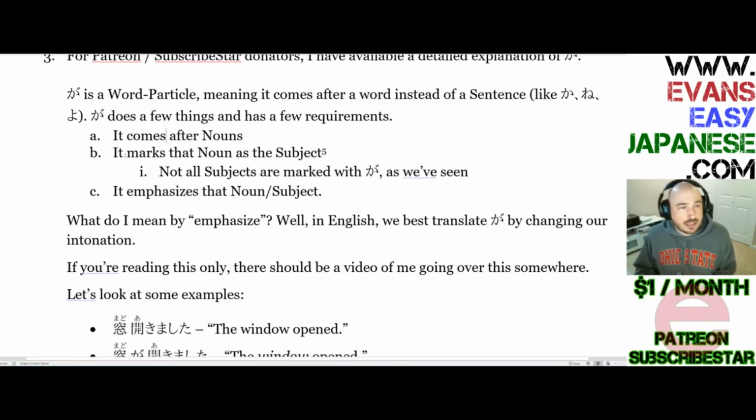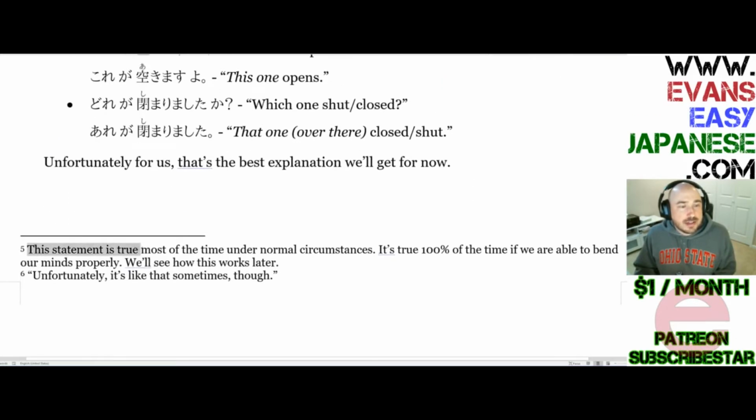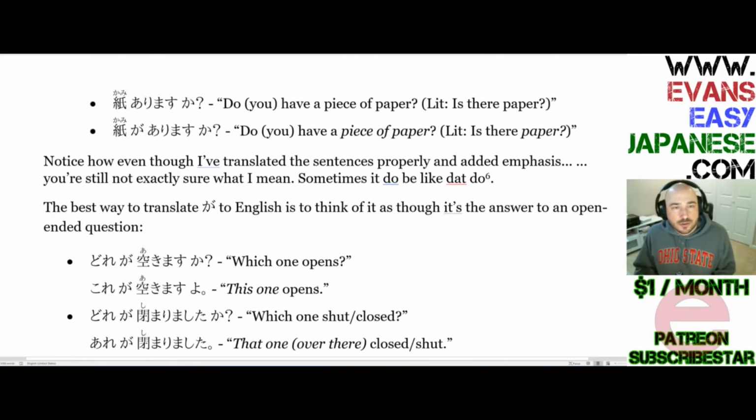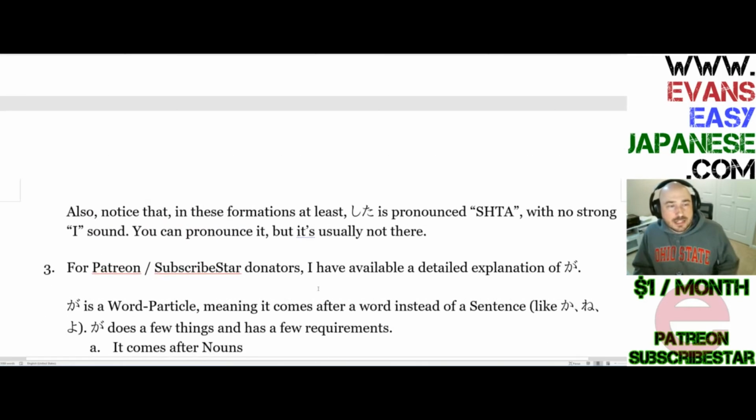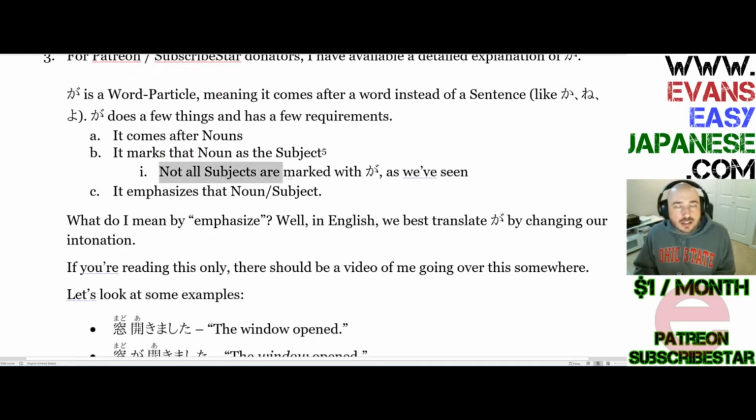Okay, it marks it as a subject, and then there's a little marker which says this statement is true most of the time under normal circumstances. It's 100% true if we're able to bend our minds properly. We'll see how this works later. Eventually ga is going to be confusing, but for now we're going to try to keep it simple.